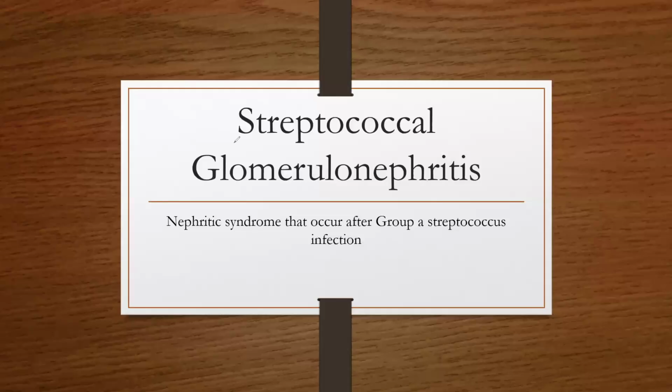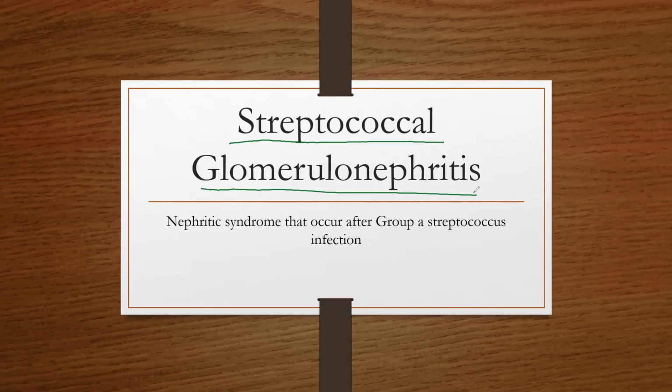Okay, today I will discuss streptococcal glomerulonephritis. Nephritis means inflammation of the nephron. Streptococcal glomerulonephritis is basically the nephritic syndrome that occurs after group A streptococcus infection, several weeks after a group A streptococcus infection, which may be a throat infection, pharyngitis, or a skin infection, that is impetigo, right?